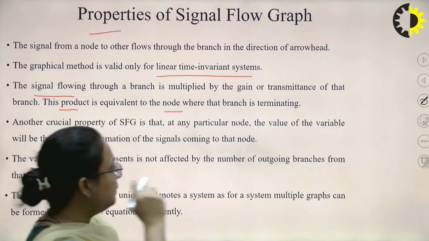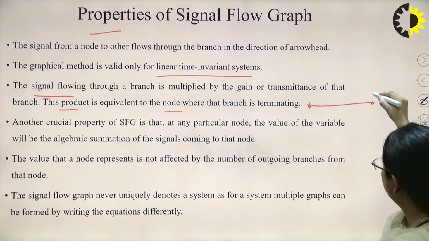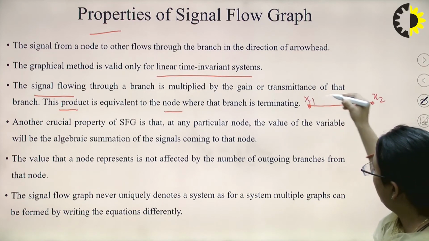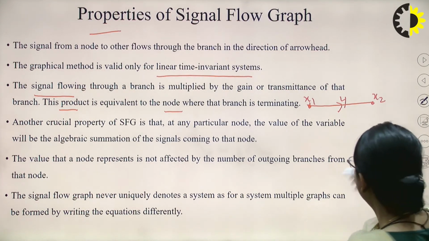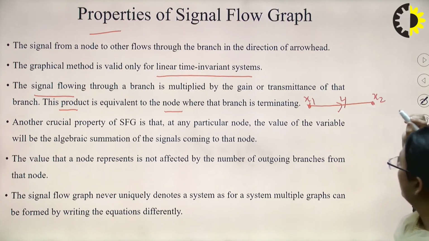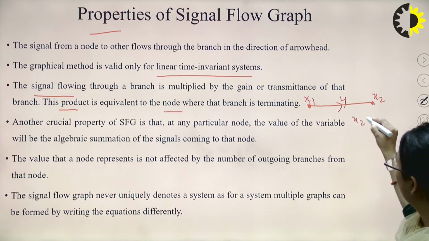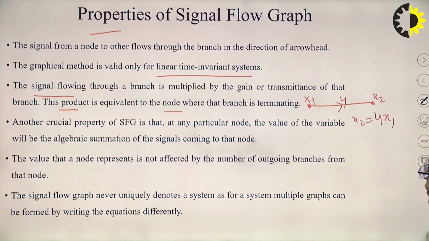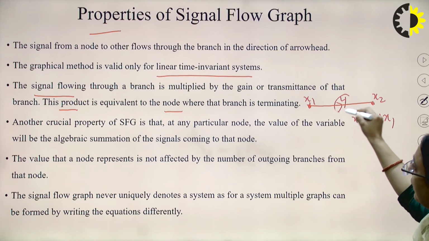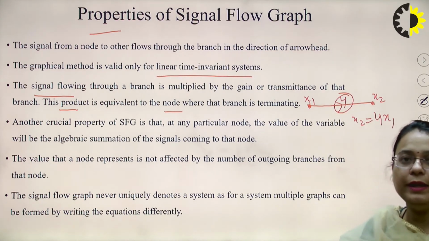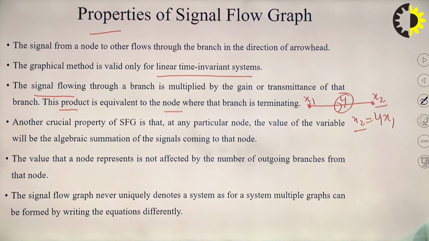Let's take an example. We have these two nodes. Let's say this is x2 and this is x1, and it has a gain of 4 here. So x2 will be equal to 4 times x1. The signal at this node, x1, gets multiplied with the branch gain when it travels through it to produce another variable x2.